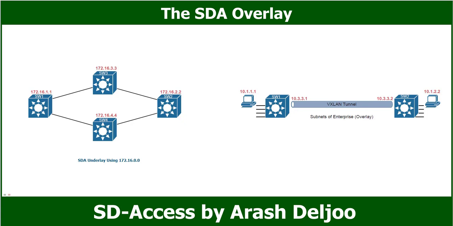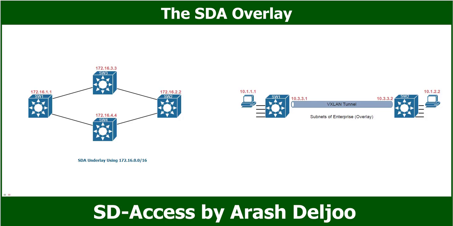For instance, imagine an enterprise uses the address space 10.0.0.0/8 for the entire enterprise, and 172.16.0.0/16 for the SDA underlay. To make that work, first the underlay would be built using the 172.16.0.0/16 IPv4 address space, with all links using addresses from that address space. As you can see here, we have a small SDA design with 4 switches, each with one underlay IP address from this address space.